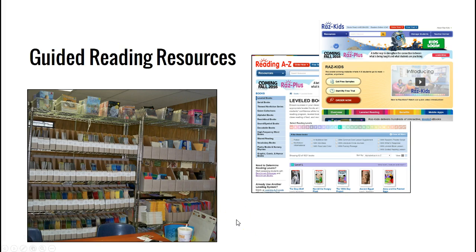Once again, I cannot explain to you enough how important your level libraries are. The new benchmark books we bought are amazing. I want you to take those out and put them in their book bags. I'd rather them be torn and weathered than sitting in the book room not used.